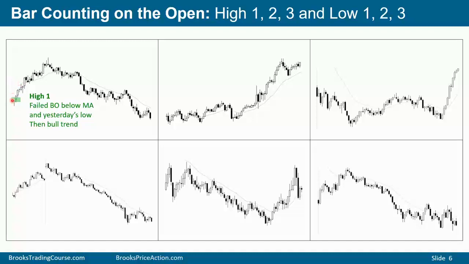Here's the moving average. We gap down. This is a high 1 buy, a failed breakout below the moving average. We don't see what yesterday looked like, but this might also be a reversal up from below yesterday's low.